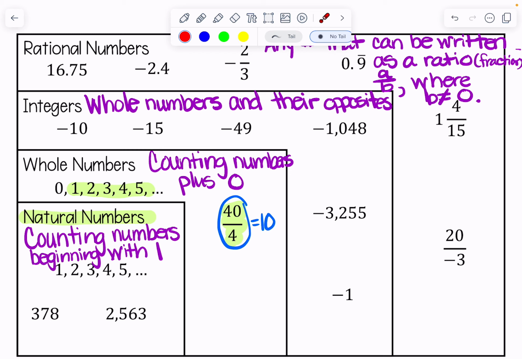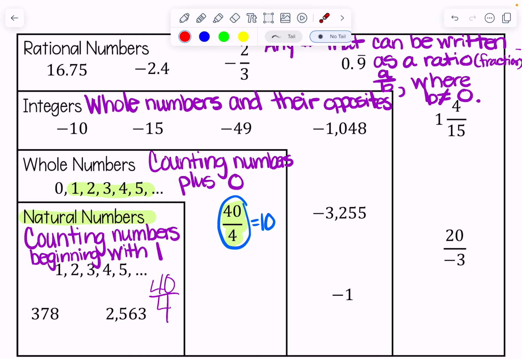As well as this 40 over 4, we can simplify that to equal 10. All right, so every time you see a fraction, that's a division problem. And so if you can simplify a fraction, you want to simplify it. And then once you get that answer, you put that in the best category that it can go in. So 40 over 4 would simplify to 10, and so 40 over 4 could really be placed in the natural numbers box as the most specific category. So it's a natural number and it's also a whole number.